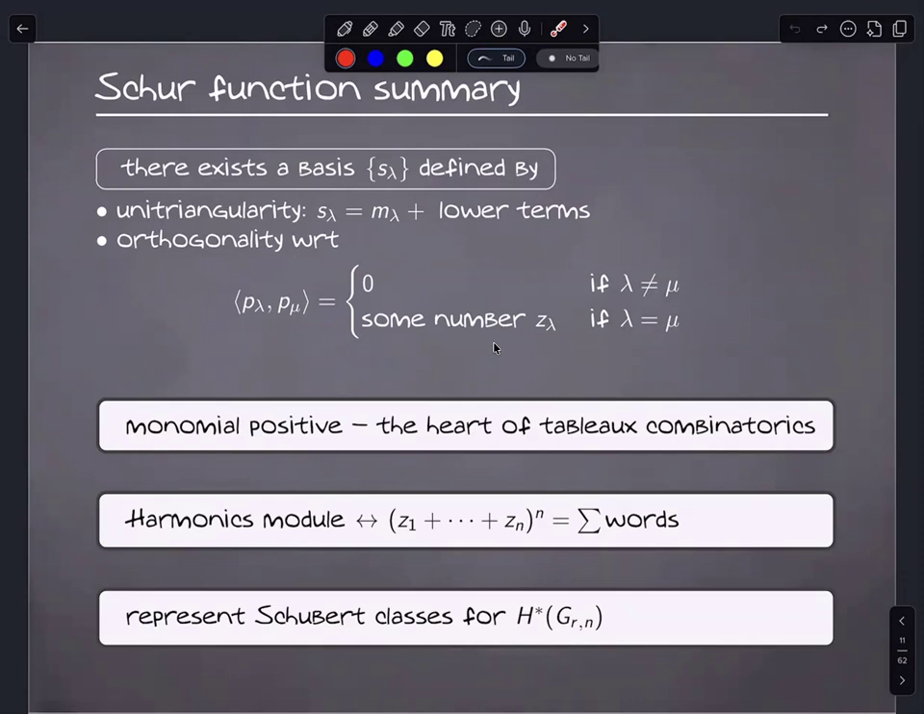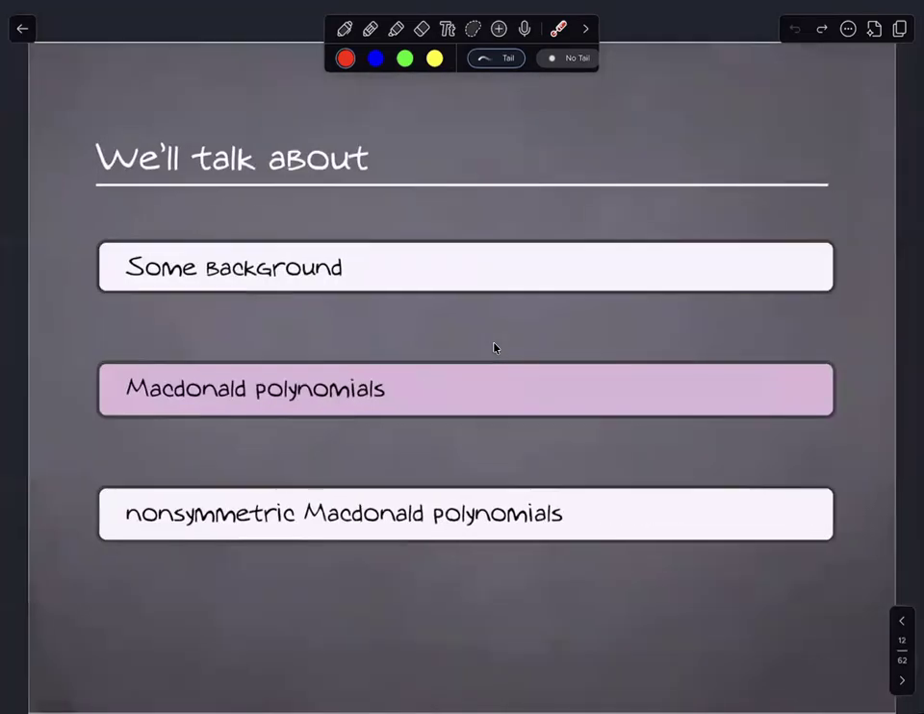Combinatorially, it's absolutely the heart of Tableau combinatorics, and in representation theory, well, the one example I gave, there's many others, is that they're associated to this harmonics module, and you have the sum over words as Tableau, and then they also represent Schubert classes in the cohomology of the Grassmannian. Fine. Okay, so Macdonald polynomials.